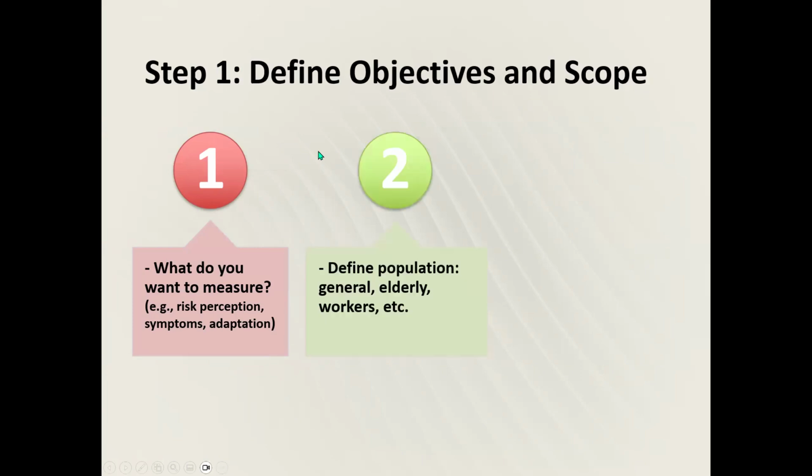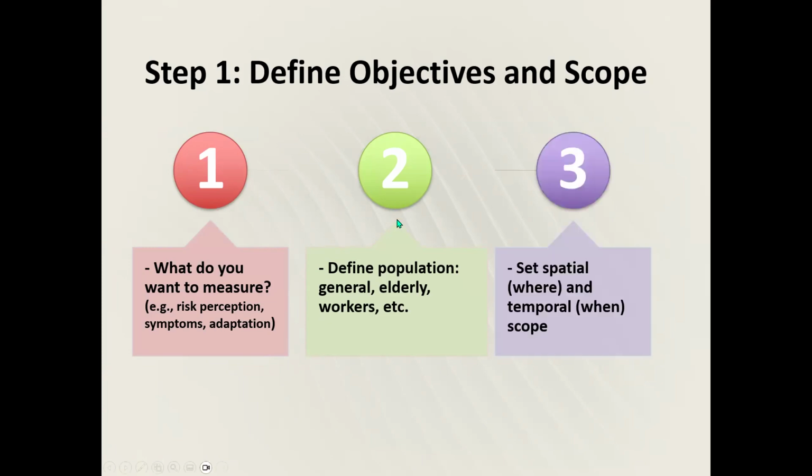Once you have determined what you want to measure, define your population. Is it the general population you want to do? Is it that you want to focus your study on children, the elderly, or people living on coastal areas, coastal communities? You also have to set your objective spatially and temporally. So where is it going to be done and when? For example, we may have an objective that says we want to assess hurricane knowledge in Jamaican communities in 2025.